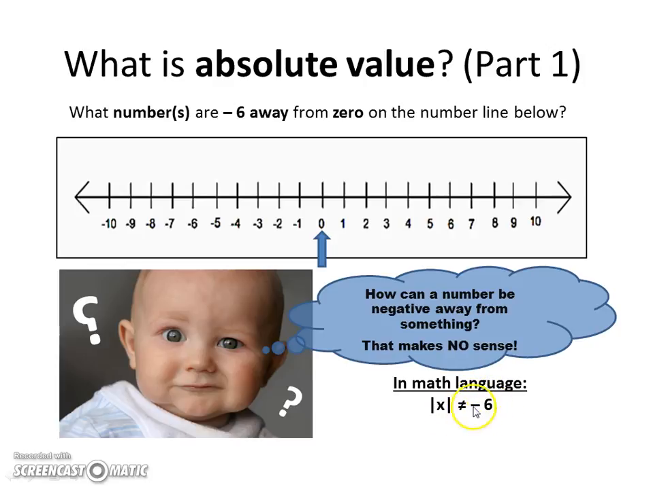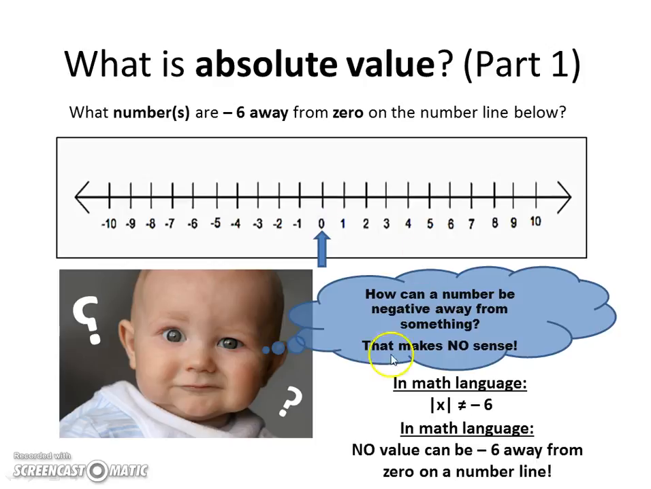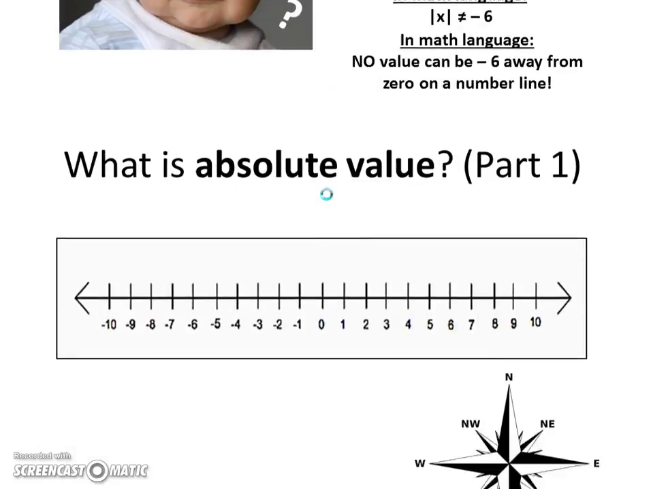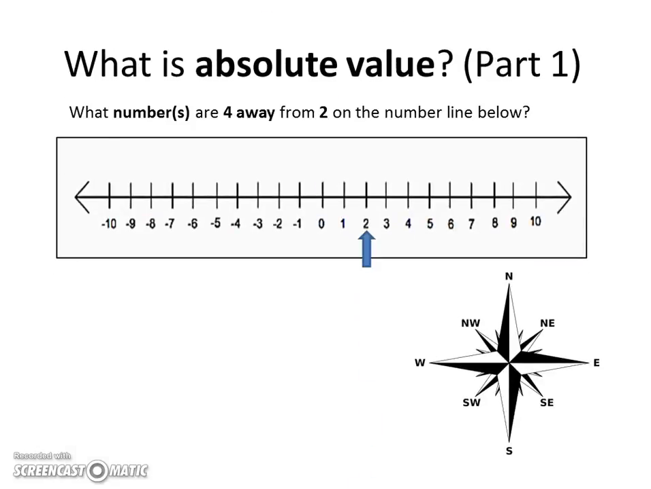It doesn't make any sense because really, what are we looking at? We're walking this way or walking this way. We're talking about a distance, right? How far we're actually moving. And distance can never be negative. So no value can be negative 6 away from 0 on a number line. It doesn't make sense. You can't walk negative 6 to the left, and you can't walk negative 6 to the right. Impossible. So let's look at something a little bit more interesting.